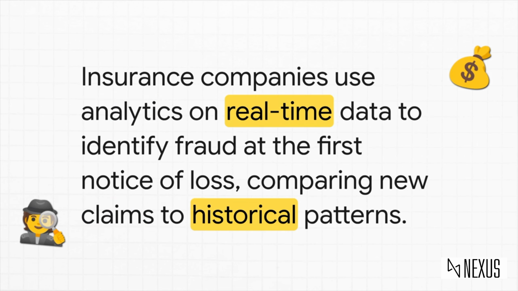Or how about this? Insurance fraud. It costs companies billions of dollars every year. By using CEP, an insurance company can analyze a claim as it's being submitted. The system compares the stream of new claim data against all the known historical patterns of fraud. If it finds a suspicious match, it instantly flags that claim for review, not weeks later after the money's already been paid out. This is a total game changer for fraud detection.